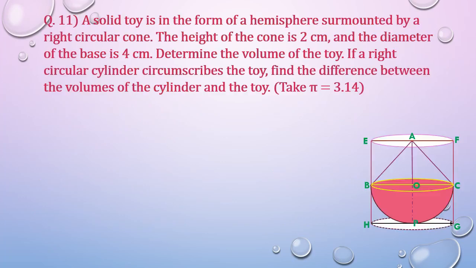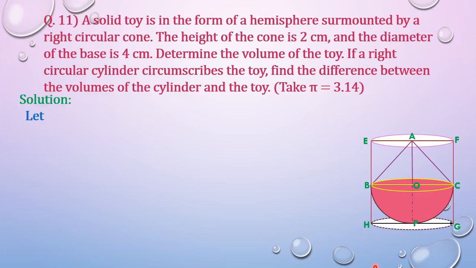A solid toy is in the form of a hemisphere surmounted by a right circular cone. The height of the cone is 2 cm and the diameter of the base is 4 cm. Determine the volume of the toy. If a right circular cylinder circumscribes the toy, find the difference between the volumes of the cylinder and the toy. Take pi is equal to 3.14.